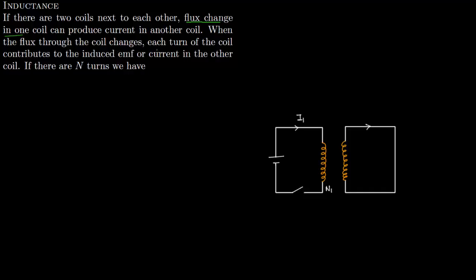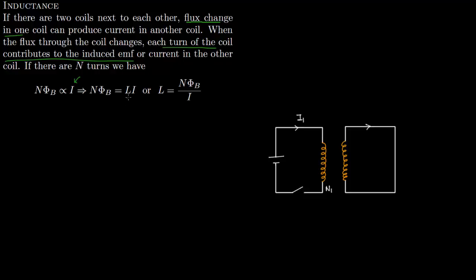So when the flux to the coil changes, each turn of the coil contributes to induced EMF or current in the other coil. The flux changes turn by turn, turn by turn, and that induces current or EMF in the other coil. Now say there are N turns, we will get N times the flux, which is directly proportional to the induced current. So this is the induced current.